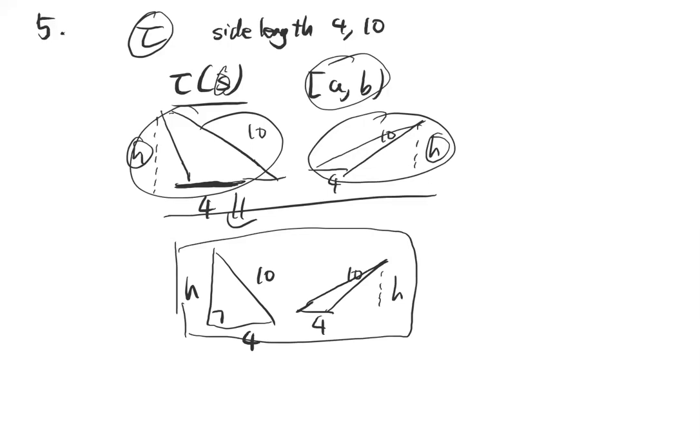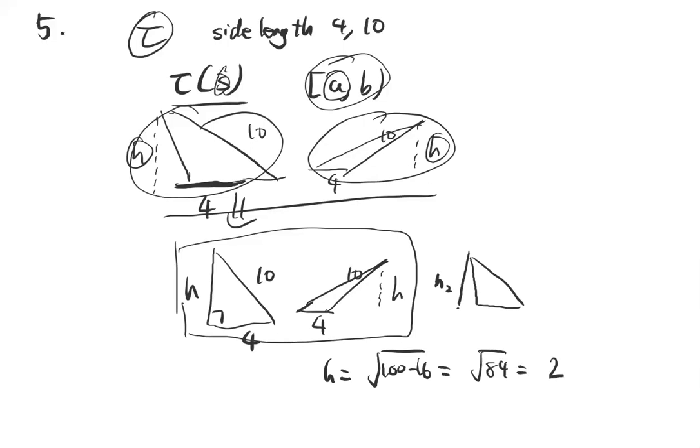So this is what we call an extreme case. If h is slightly lower, then it will become an obtuse triangle. And this is actually the value of a. The area of this triangle is the value of a. So let's compute this very quickly. Using Pythagoras, h squared is 100 minus 16, so 84, which is 2 root 21.